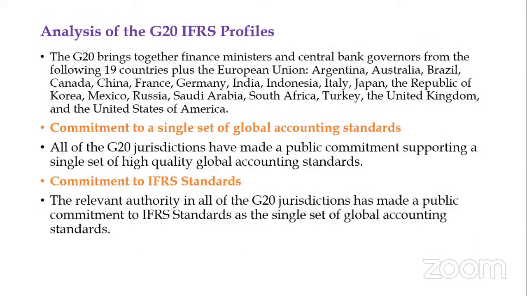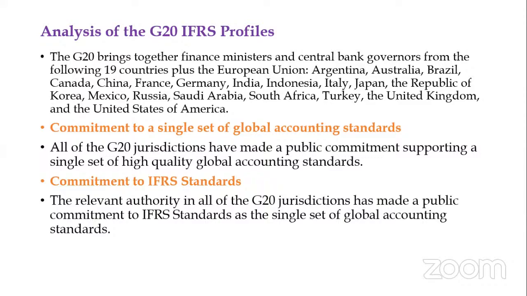And the G20 countries also. G20 brings together finance ministers and central bank governors from the following 19 countries, including the European Union. They also made a commitment. All of the G20 jurisdictions have made a public commitment supporting a single set of quality global accounting standards. Which are the high quality global accounting standards today? It is IFRS. We have US GAAP also. We have Japanese GAAP. We have Ind AS. We have the Australian accounting standards. All of them are not called high quality global accounting standards.